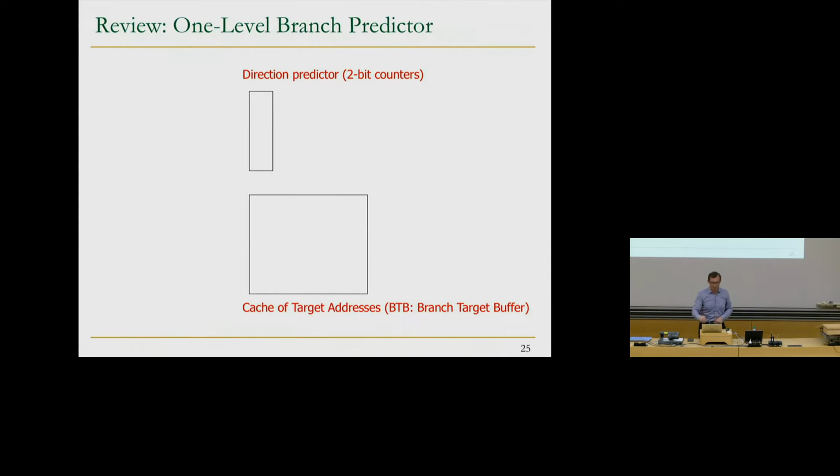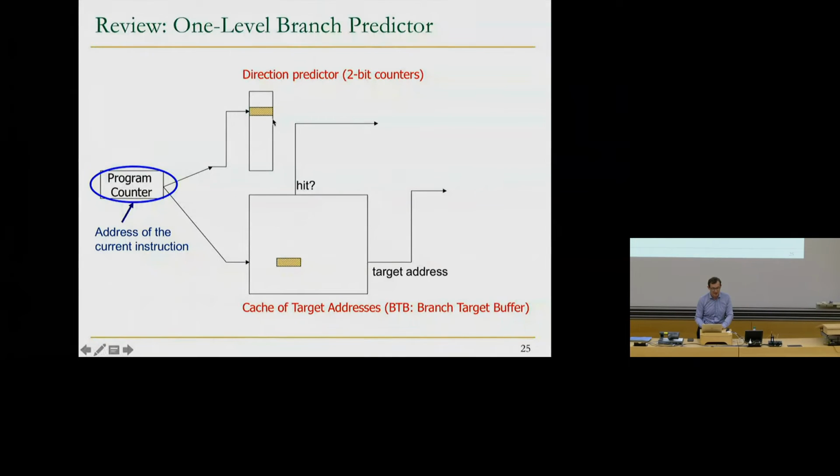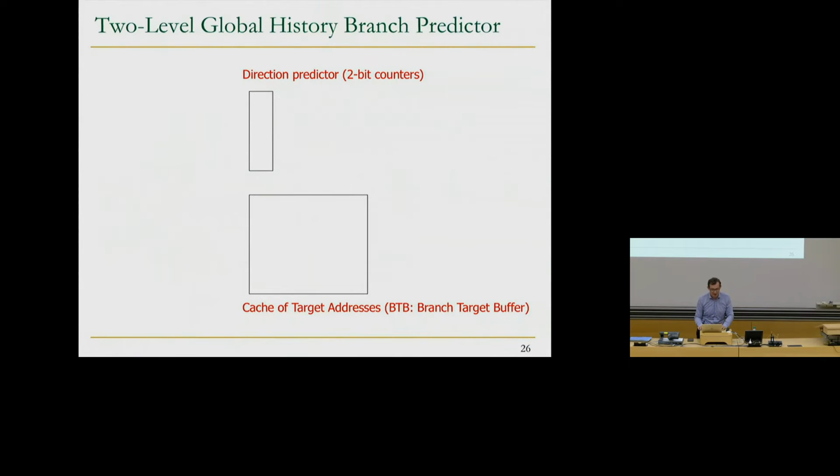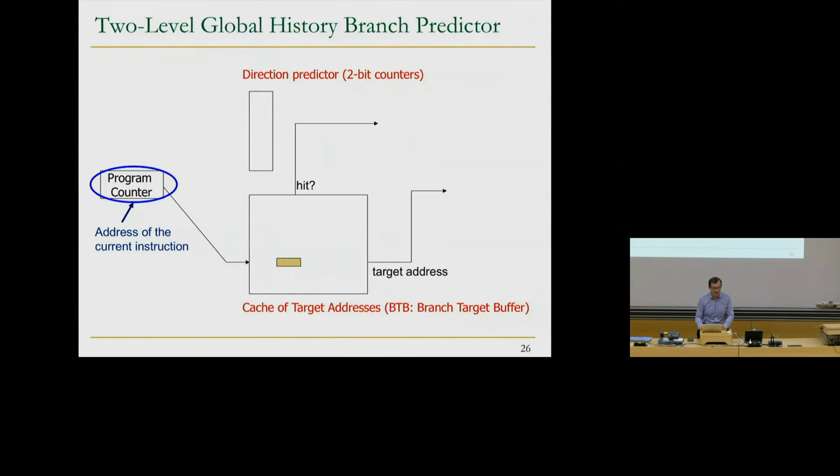Okay, let me review where we are. This is the one-level branch predictor that we've seen. You basically use the program counter to make a prediction in terms of direction. And we've seen that. The last-time predictor is an example of this. The 2-level global history branch predictor doesn't use the program counter. It uses the program counter to get the target address, of course. But it does use the global branch history register to make a prediction. But it only uses the global branch history register to make a prediction.